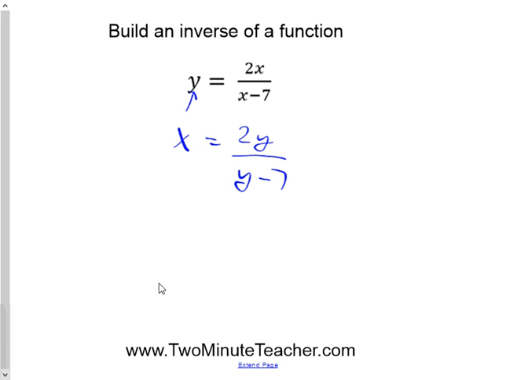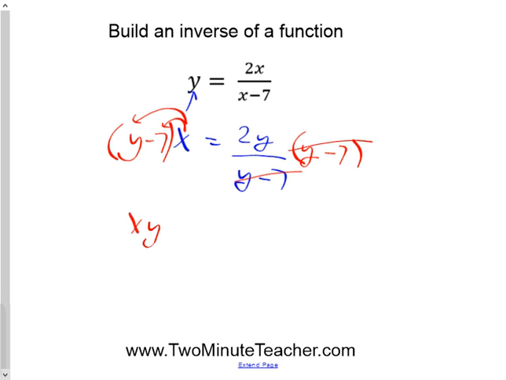Now you have to get the y's alone, as in you have to solve for y. And what's complicated here is that there is two y's in that equation on the right-hand side. And so therefore, I'm going to start by multiplying both sides, like I usually advise, getting the fraction out of here. I'm going to multiply both sides by y minus 7. And that way I won't have the fraction anymore. Now I'm going to multiply this out, and I will have xy minus 7x equals 2y.